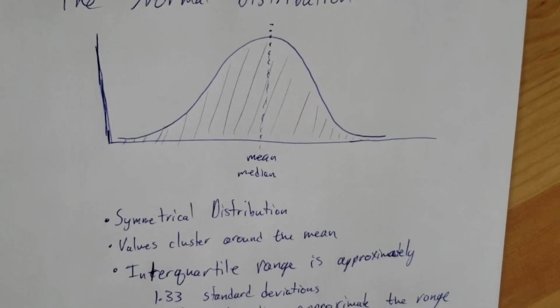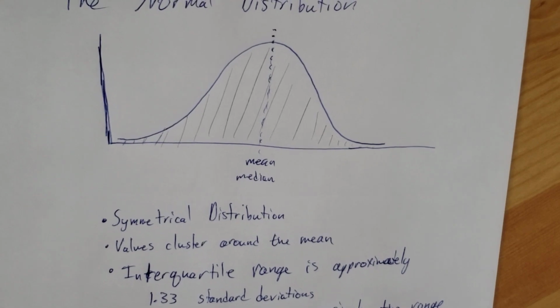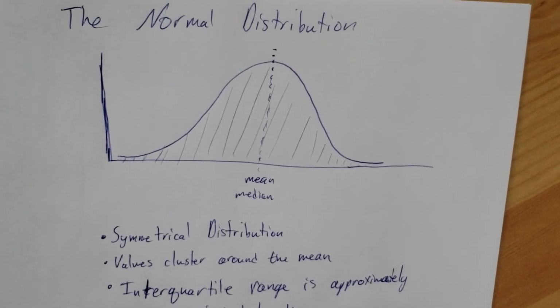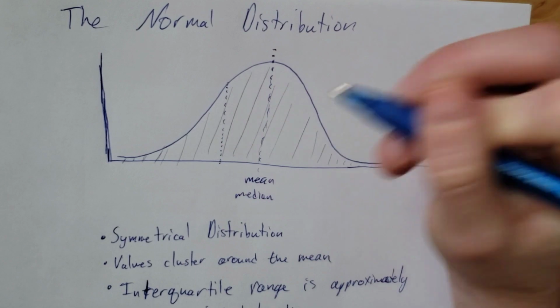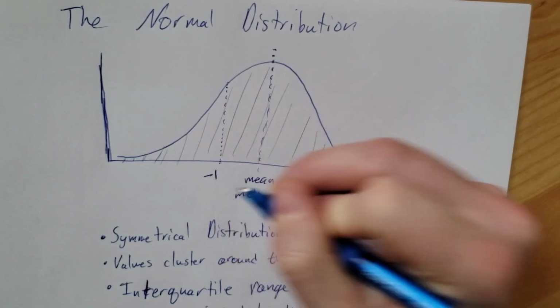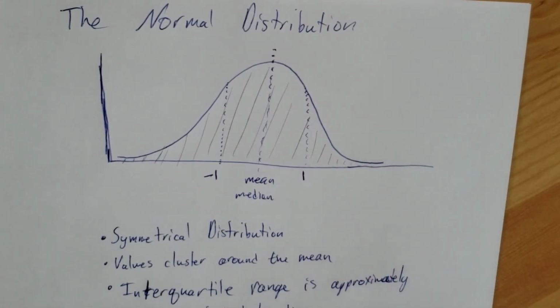So let's think about the interquartile range statement here. It says the interquartile range is approximately 1.33 standard deviations. Okay, so what does that mean? Well, reminder that the interquartile range is Q1 to Q3, in other words, Q3 minus Q1. And what is that? The interquartile range tells you the middle 50% of data. So somewhere here we have minus 1 standard deviation, and over on the other side, we have plus 1 standard deviation.